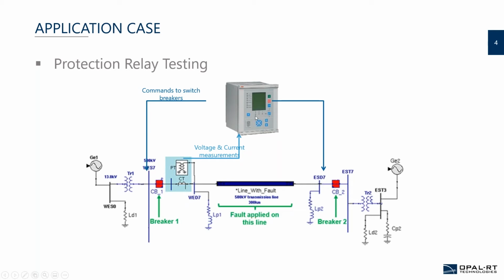Sometimes this communication could be through a communication protocol. In OPAL-RT, we support many protocols, and the most common one used in relay testing is, for example, IEC 61850. If your relay is working with this kind of protocol, you will send some GOOSE messages and you will receive sample values, meaning voltage and current measurements, and then you will have a hardware in the loop application.